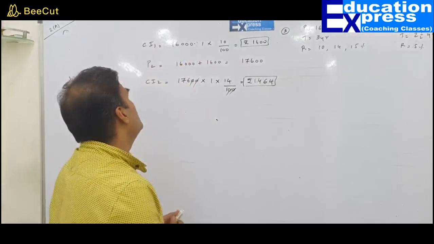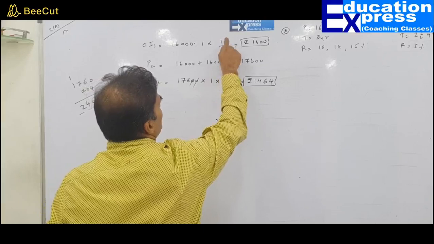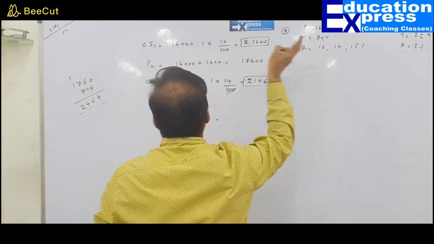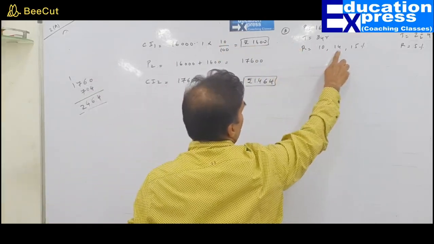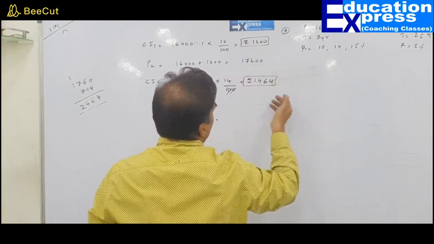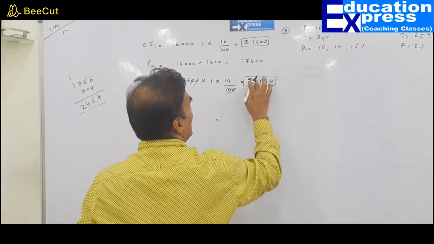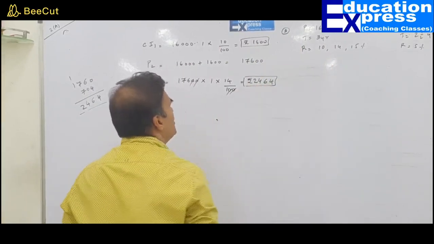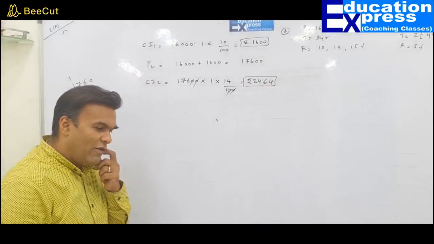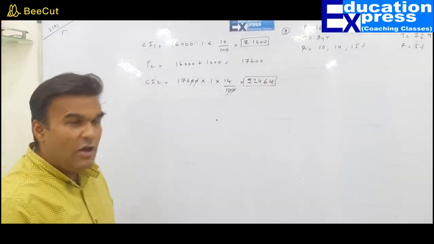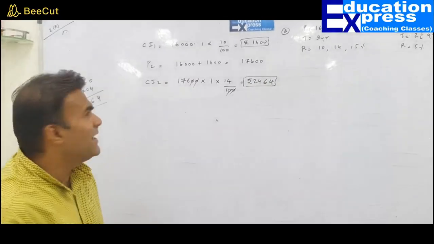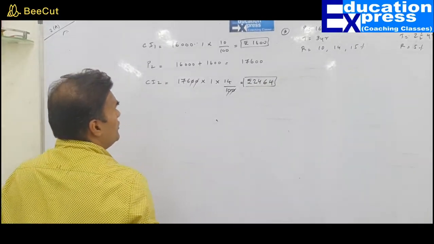Reason number two, the interest rate in the first year was 10%. Whereas the interest rate for the second year is 14%. So of course, the interest has to be greater. And in any which ways you see, the interest for the second year will always be greater than the interest for the first year, provided the rates are same. Let's move on to the next.